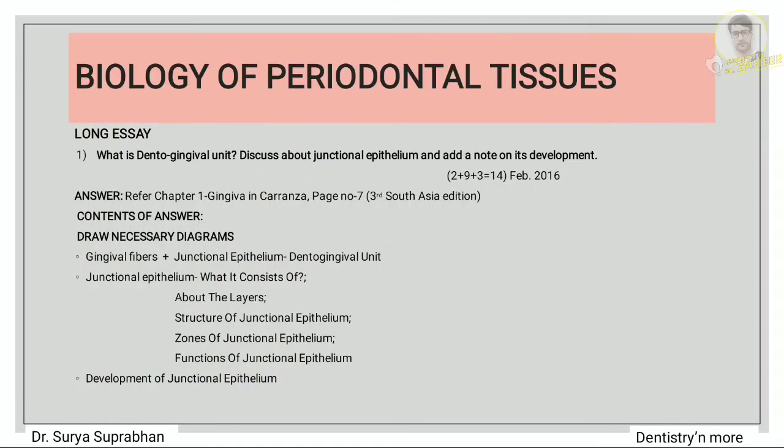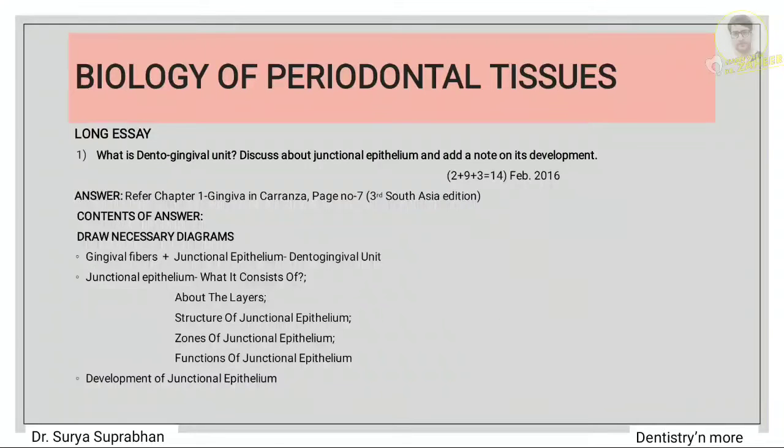So coming to the first chapter, that is biology of periodontal tissues. Now, if you have observed any university question paper from perio, there will definitely be one question from the normal periodontium. That is at least one question from either gingiva, periodontal ligament, alveolar bone or cementum. So you have to be thorough with these 4 chapters.